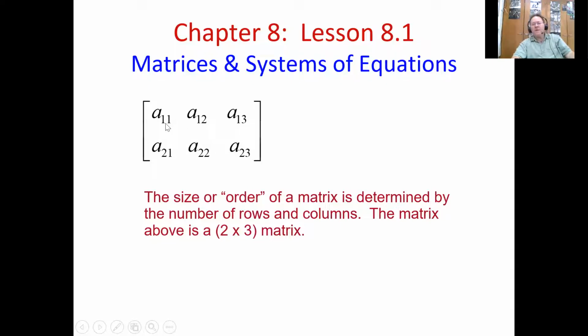And they are given by an ordered pair because it's rows, columns. This is row one, column one. This is row one, column two. This is the element in row one, column three. This is the element in row two, column one, and so forth.